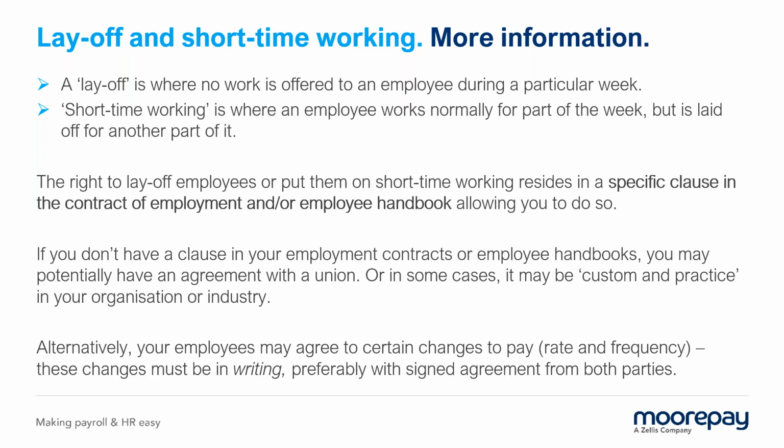If you don't have that clause in your employment contract, you can potentially get agreements with a union, or there may be cases where you can say there's been custom or practice in your organisation or industry, or you can seek to gain your employees' approval to do this. But I would advise that you look at your contracts now and make sure it's future-proofed. Any changes that you make must be in writing, preferably with a signed agreement from both parties. And I think, as I said before, this was quite commonplace at the beginning of COVID, before furlough was introduced. If we just go on to the next slide.